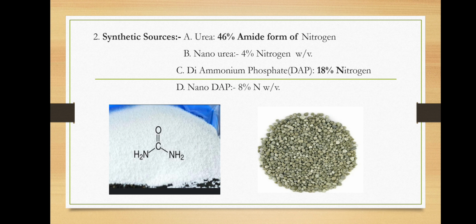And next, nano DAP, unlike DAP, is directly available. We can spray nano DAP on the plants itself. The leaves can absorb this nano DAP. In diammonium phosphate the nitrogen content is 18%, but in nano DAP 8% nitrogen weight by volume will be there. This is the main idea behind replacing solid fertilizers with nano fertilizers. Efficiency will be increased, and at low cost much of the environmental pollution, especially soil and water pollution, can be reduced somewhat.